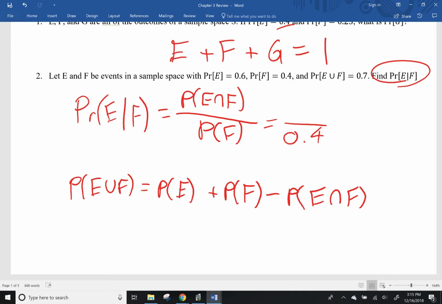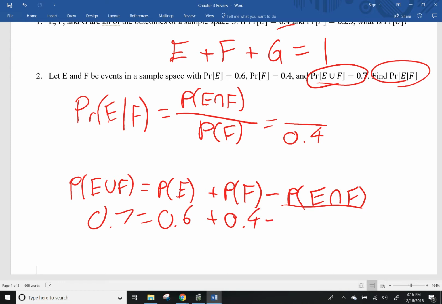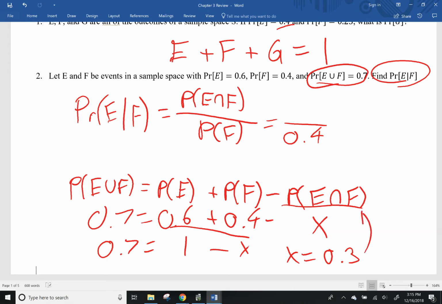We're going to use it to find the intersection here. I already know that the union is 0.7. So 0.7 is equal to the probability of E, which is 0.6, plus the probability of F, which is 0.4, minus the intersection, which I don't know right now. When I work this out, 0.7 equals 1, since 0.6 plus 0.4 is 1, minus x. When I solve this, x ends up being 0.3, which means the intersection is 0.3.